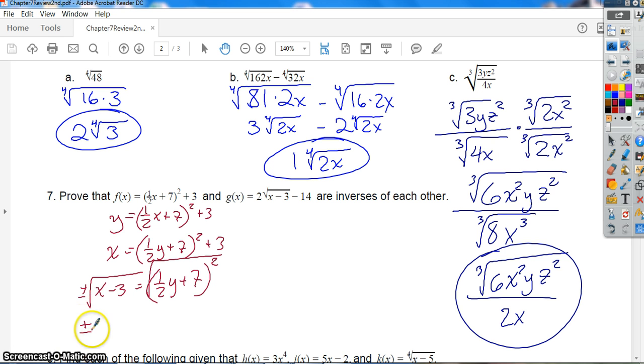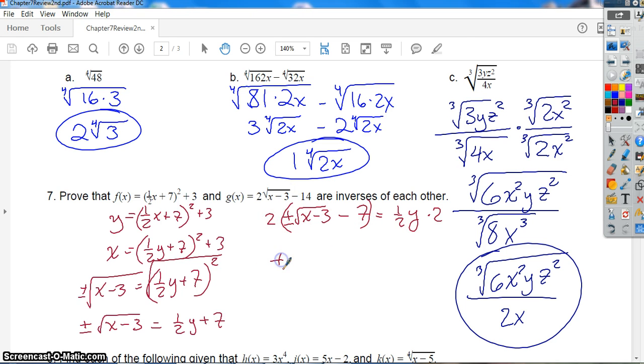So I have plus or minus the square root of x minus 3 equals half y plus 7. I'm going to subtract 7 from that, so I have plus or minus the square root of x minus 3 minus 7 equals half of y. And then I'm going to multiply both sides of my equation by 2. So this is 2 times plus or minus the square root of x minus 3, minus 14 equals y.